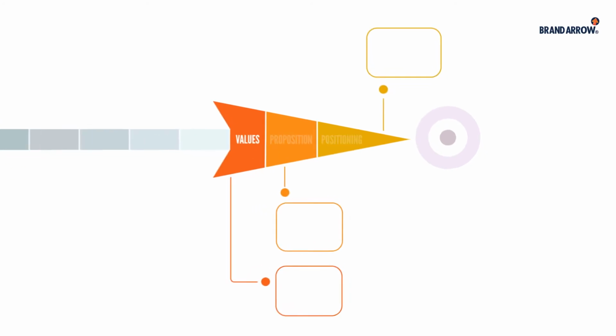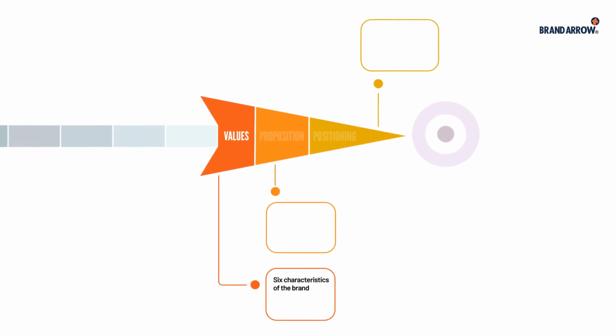Let's start with your values, words that describe the character of your brand. Look across the brand arrow and see what words keep cropping up. This will give you a great sense of the values of your brand. And then ask yourself, is there a value that influences them all? And if so, that's going to help you define the brand positioning. What's at the heart of your brand? What makes it unique? Finally, you'll have all you need to write the proposition or slogan.